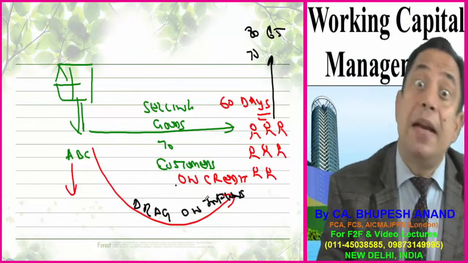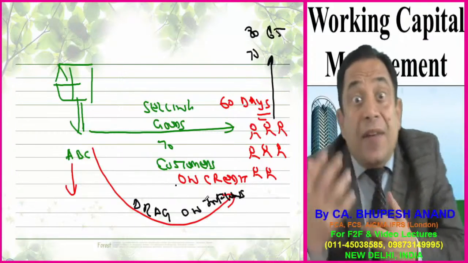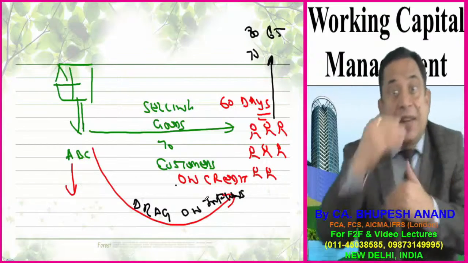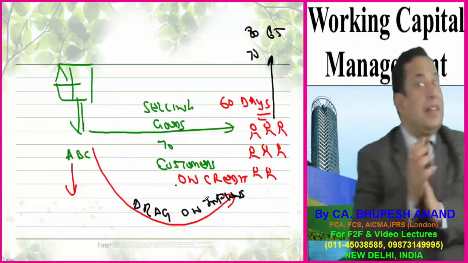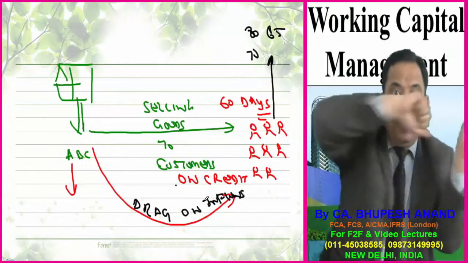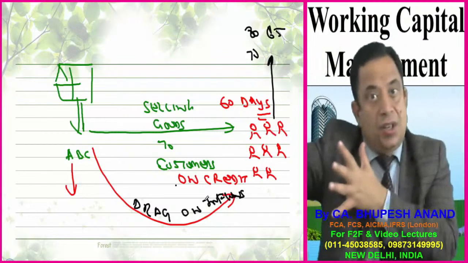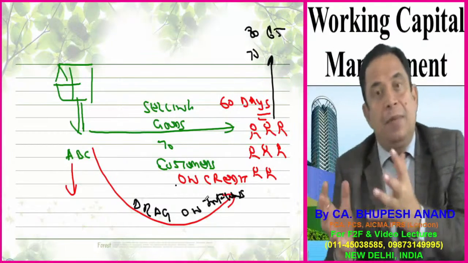So due to that, my liquidity position will be affected. We are discussing what are those factors which can affect your liquidity position. This factor is the most important factor: my inflows will be dragged, will be delayed. So I will not be getting cash and I can face a liquidity position problem. This can be the main reason.